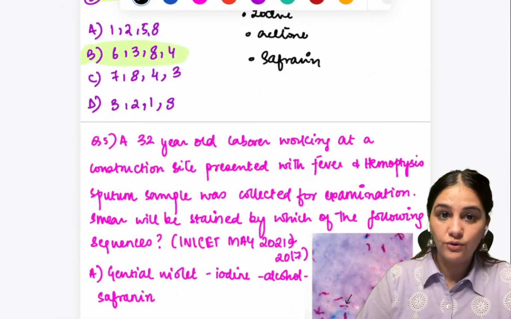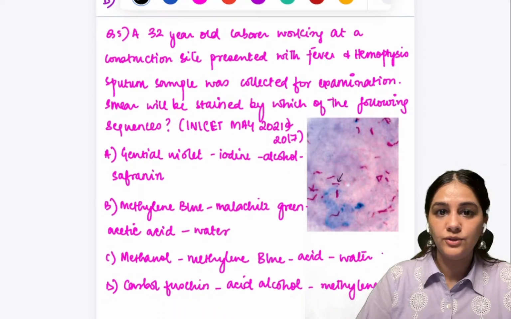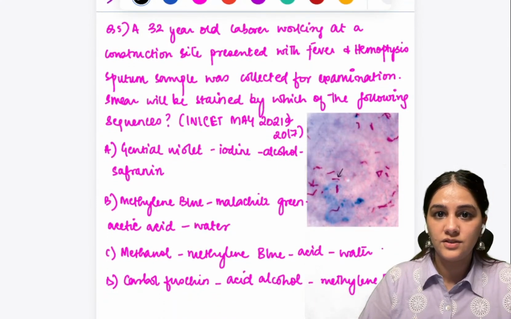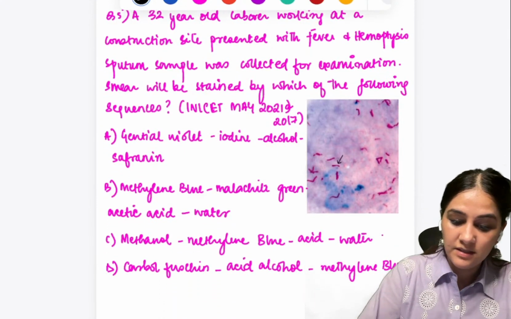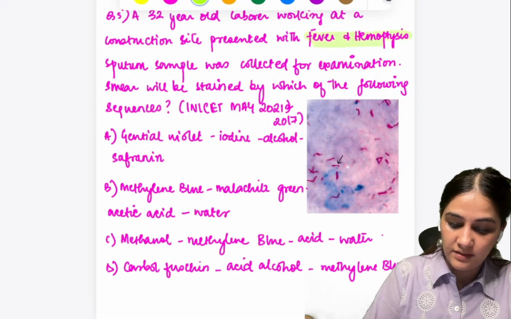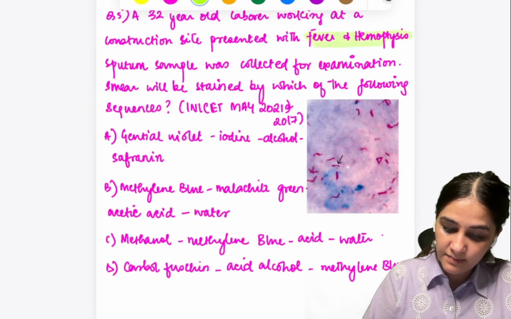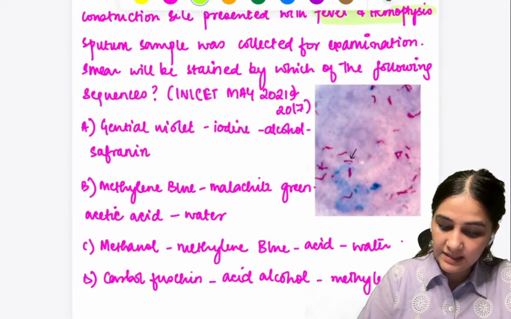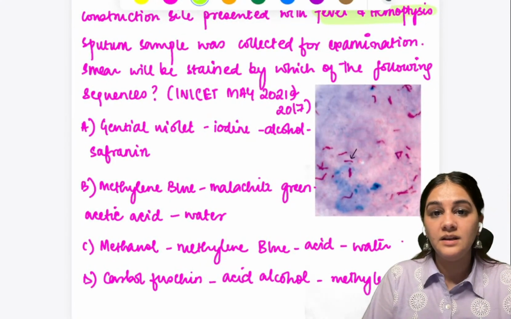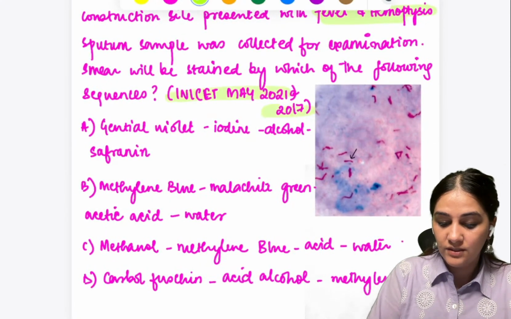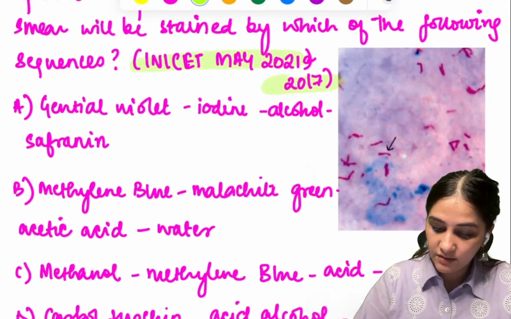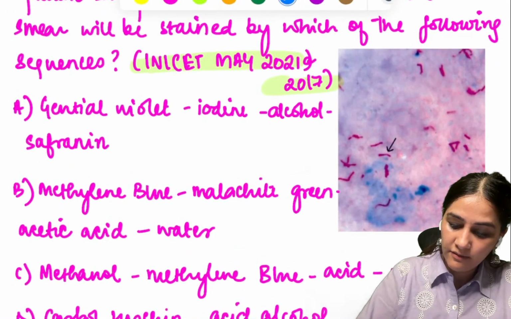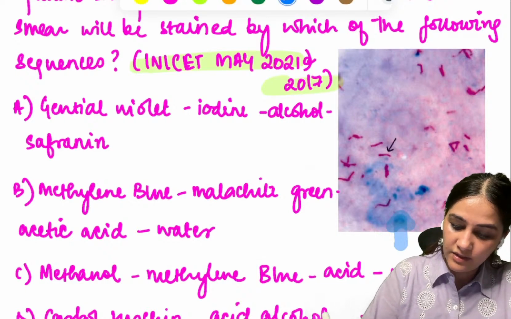Next, we're going to talk about this question. A 32-year-old labor worker at a construction site presented with fever and hemoptysis. So he had fever and hemoptysis. Sputum sample was collected and smear shows the following. So this came in INICET May 2021 as well as 17. So this came twice. So what can you see here? Can you see there is some level of blue background seen here? So there is this blue background. And what else are you seeing?